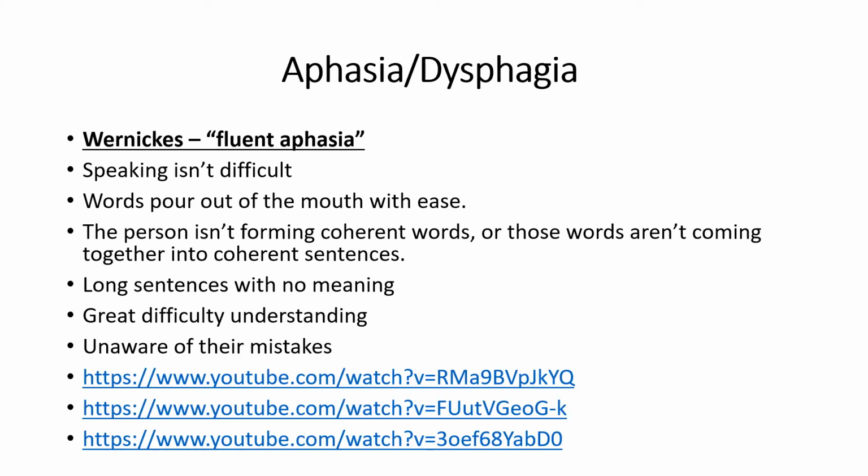And then there's the Wernicke's aphasia. So speaking isn't difficult for the patient and words pour out of their mouth with ease, but it's not coherent and it's not making sense. So the person isn't forming coherent words, or those words aren't coming together into coherent sentences. So this is known as fluent aphasia. So we will take a look at these videos in class.